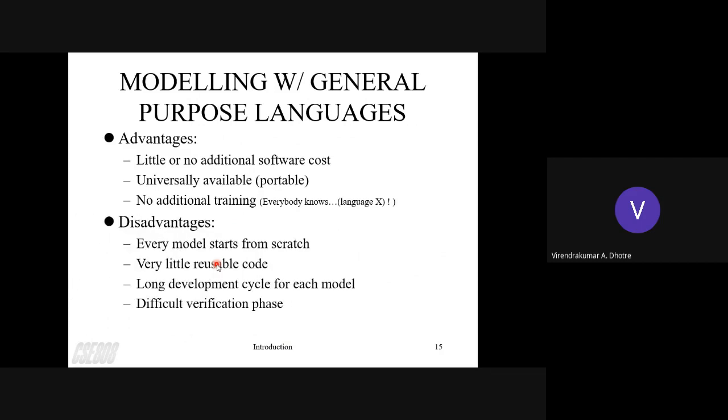Now when we go for general purpose languages, we do have some advantages and disadvantages. Advantages are little or no additional software cost is required if we go for general purpose languages. And it is portable, it is universally acceptable. So all over the world it is available.